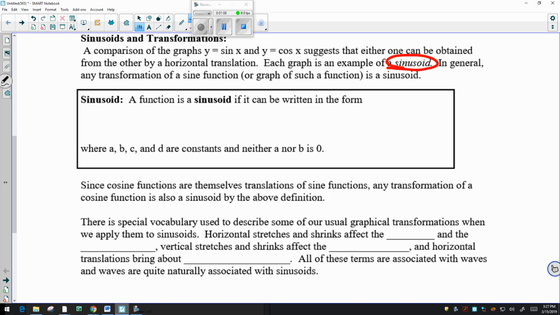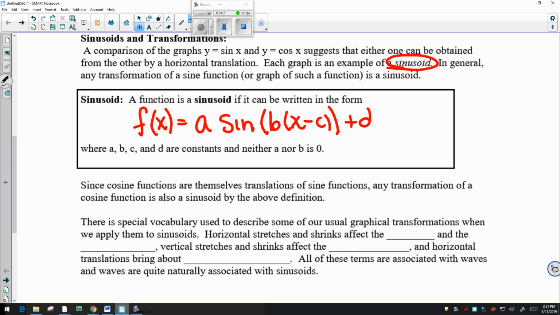So in general, we can write a sinusoid's function. It's going to be a sine, parentheses, b, x minus c, plus d. And a, b, c, and d, they're all constants. A nor b is going to be 0. If it was, we would lose our entire function.